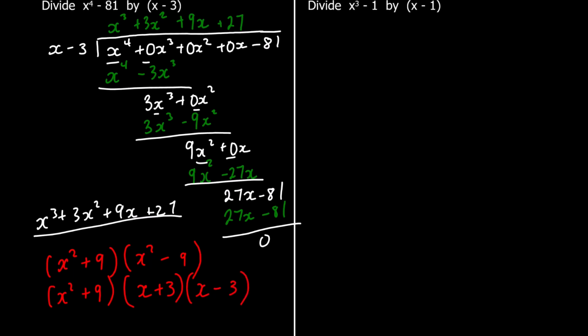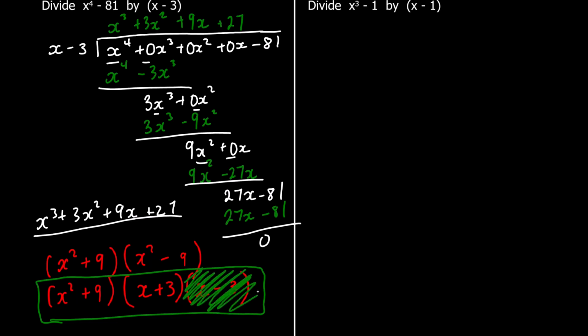So if I wanted to divide all of this by x minus 3, I just get left with x squared plus 9 times x plus 3. And we can see if we expand this, so x squared times x is x cubed. X squared times 3 is 3x squared. 9 times x is 9x. 9 times 3 is 27. You can see how they're the same thing.